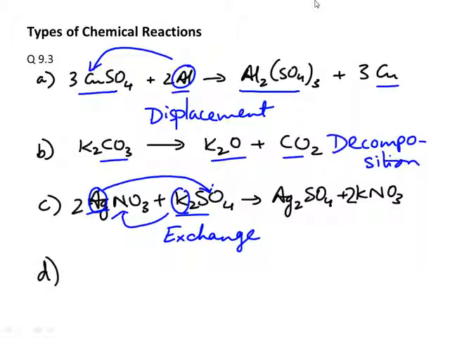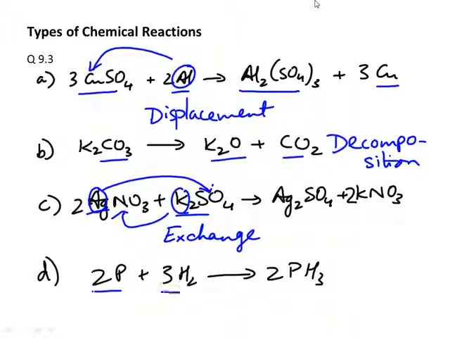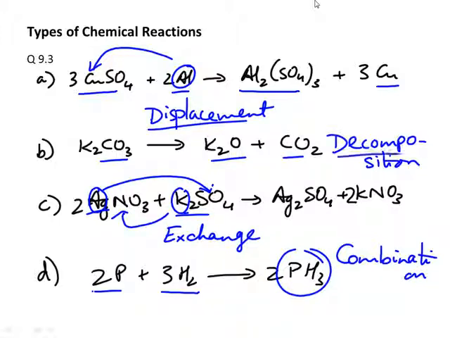Next one, 2 phosphorus plus 3 hydrogens making 2 PH3. Now in this case, we are taking smaller units and putting them together to make one bigger unit, and therefore this reaction is a combination reaction. Sometimes combination reactions are also called synthesis reactions because you're synthesizing something bigger, but that's a combination reaction. So the first is displacement, then decomposition, exchange, and then combination.